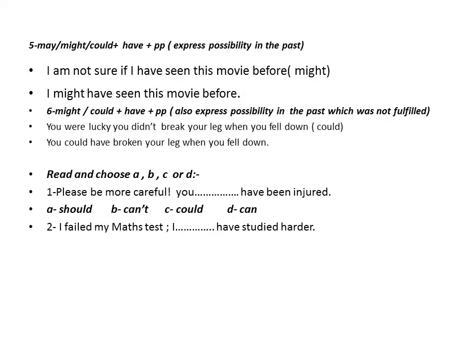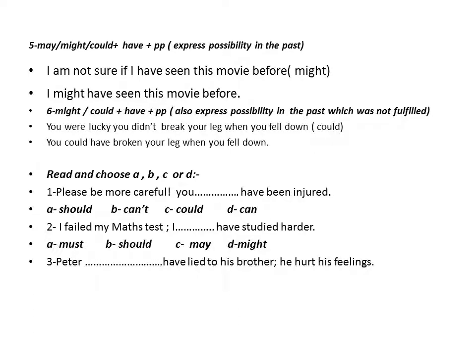The next one. I failed my math test. I space have studied harder, and this is a very easy question. Of course, the answer is obviously I should have studied harder. Number 3, and I'll give you a few seconds to know the answer by yourself. Okay. Your answer is Peter shouldn't have lied to his brother. So, did he lie to his brother? Yes. Was it wrong? Yes.